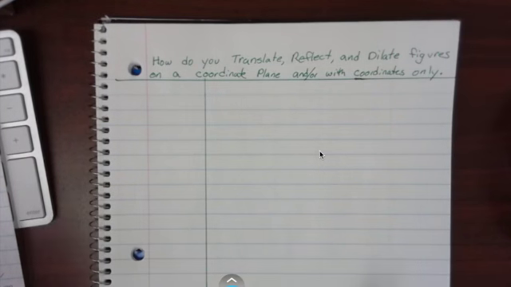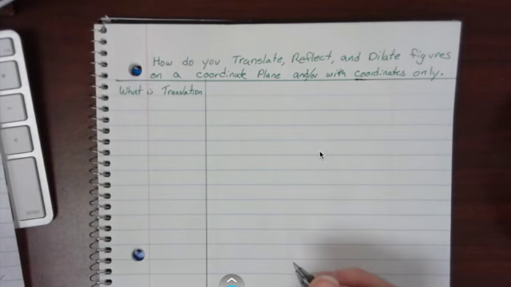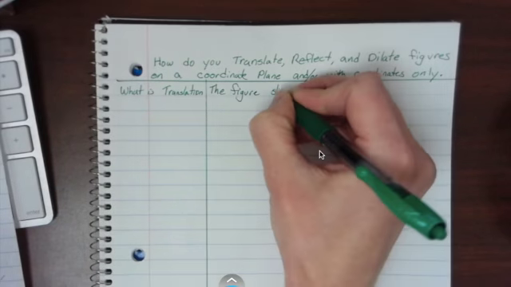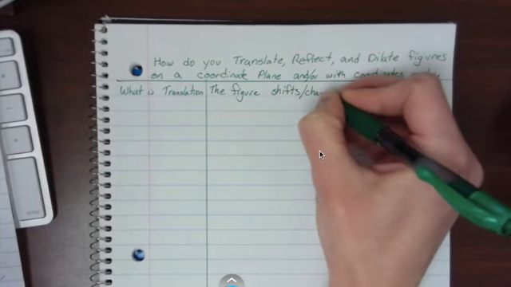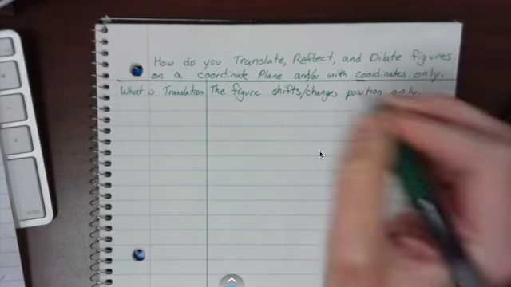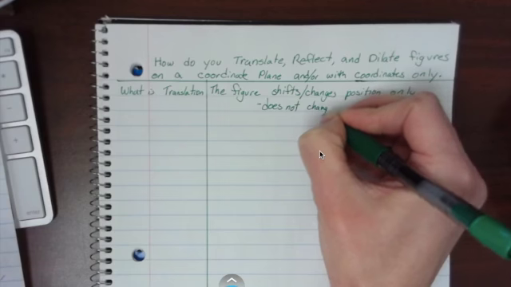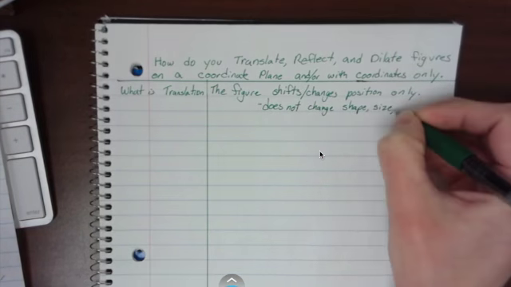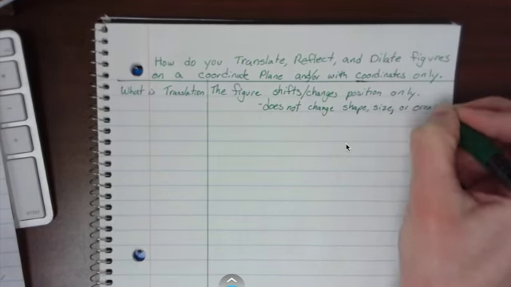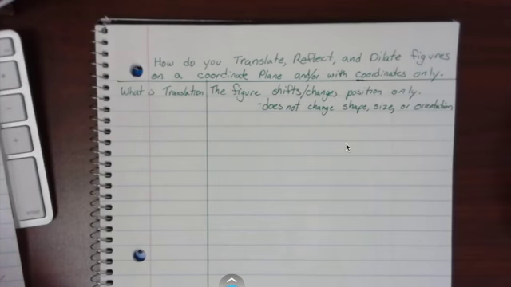So the first one, what is translation? Remember, translation is when the figure shifts position only. It doesn't change size. It doesn't change orientation. The figure shifts or changes position only. So that means it does not change shape, size, or orientation. Squeeze that in there. Now there's a couple different ways of translating that you are going to have to know.